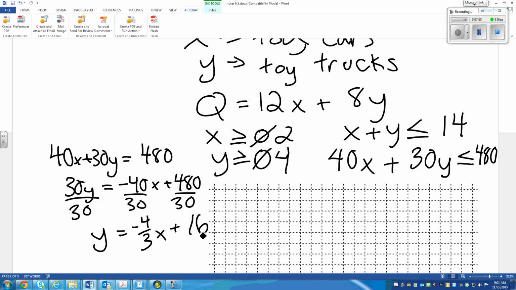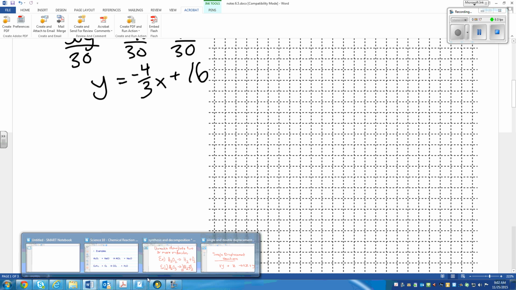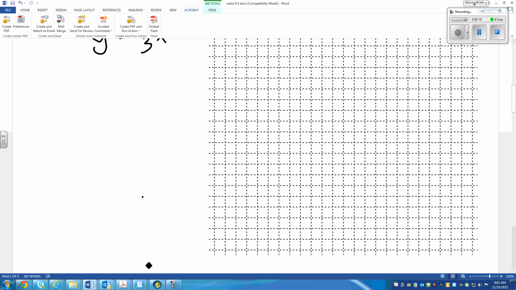So not as horrible as we thought for big monster numbers, right? But it's there. Do we have any negative numbers? We have a negative 4/3 slope. But do we have any negative x and y intercepts? Not here. This one, if I put 0 in on both sides, I get 0, 16 and 12, 0. So I'm good there. I can probably draw this graph in which I have no negatives, right?